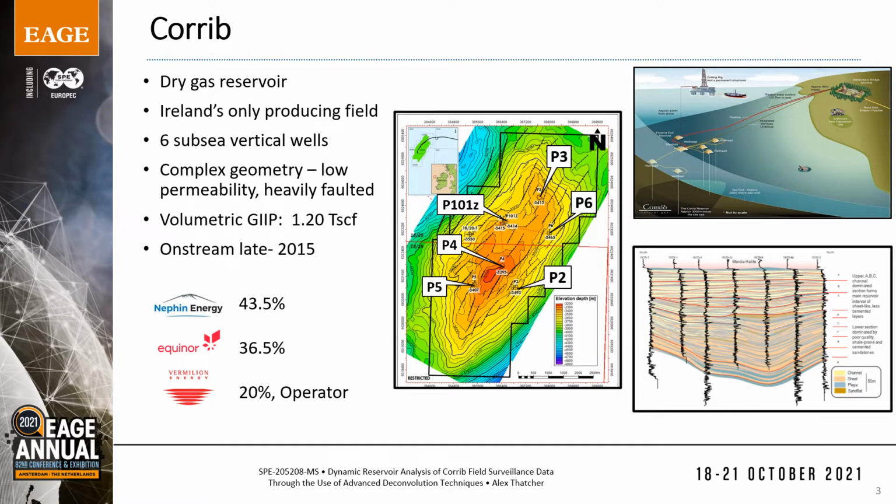The GIP from static/volumetric interpretation is 1.2 trillion standard cubic feet. The field came online in late 2015, so we are dealing with 6 years of production data. Corrib is a joint venture between Nefin Energy, Equinor and Vermilion Energy, who are the operator.